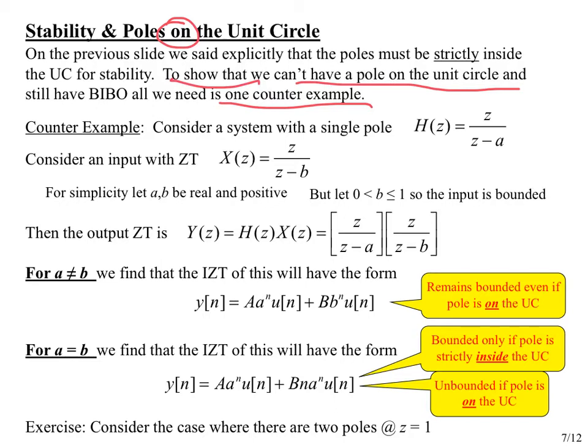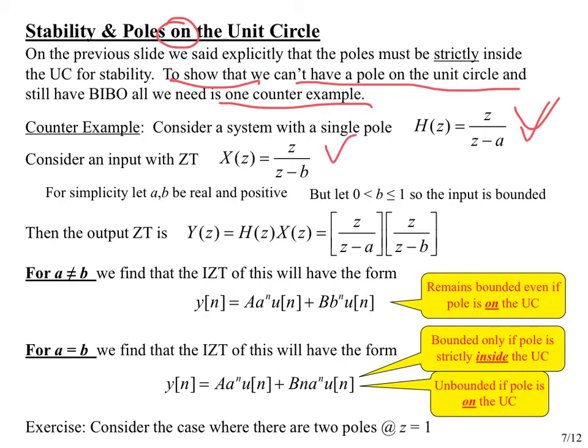So let's start with a single pole at z equal to a, and we're not really saying yet where a is. We could do all this in a more general setting, but just for simplicity, because remember, we just need a single counterexample, so let's make it simple. Let a and b be real and positive. So we've got a system that looks like this.